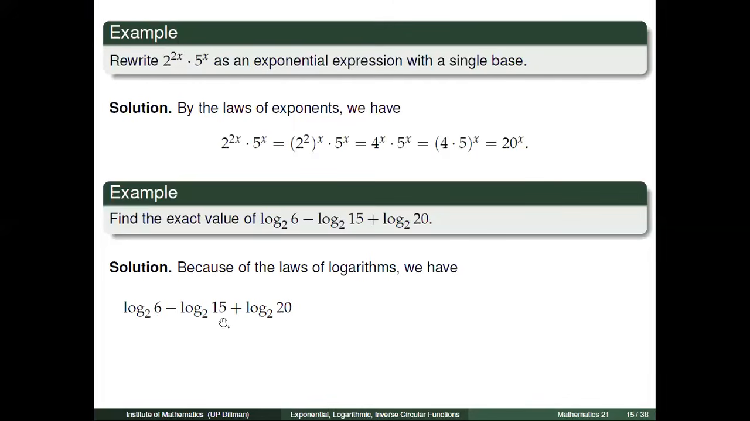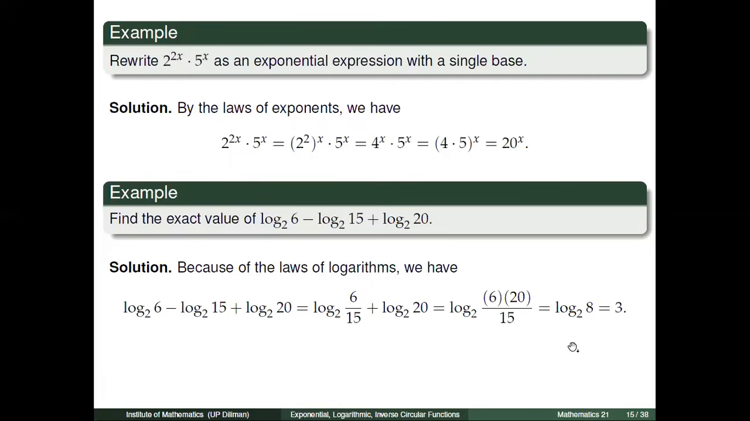the difference of logarithms is the logarithm of the quotient. So we have the logarithm of 6 over 15 to the base 2 plus the logarithm of 20 to the base 2. And then the sum of logarithms is the logarithm of the product. So we have the logarithm of 6 over 15 times 20. Simplifying this, we obtain the logarithm of 8 to the base 2. And it so happens that 8 is a perfect power of 2. To which exponent must we raise 2 in order to get 8? It's 3.